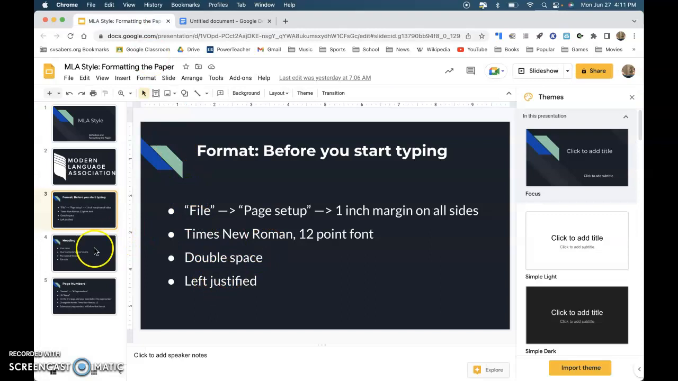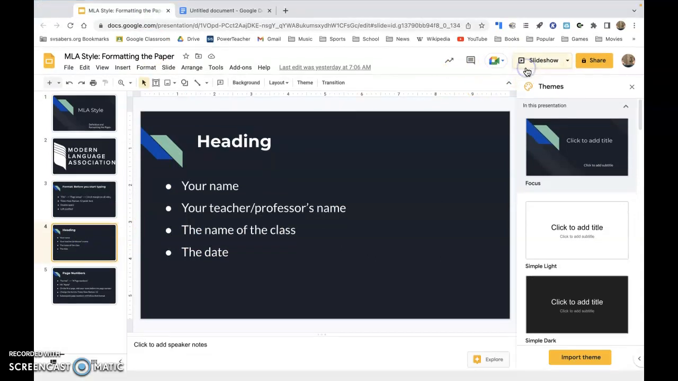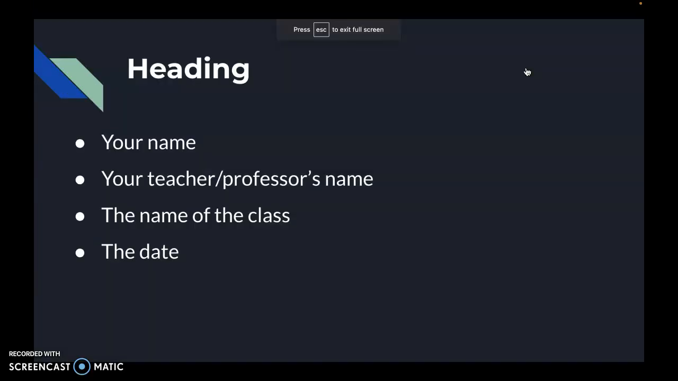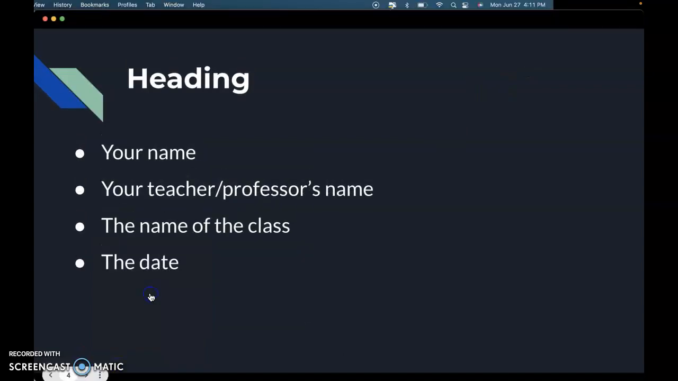Okay, next, we need a heading. So an MLA style heading follows the following format. Starts off with your name, then your teacher or your professor's name, then the name of the class, and then the date in the European style. So let's make an MLA style heading.